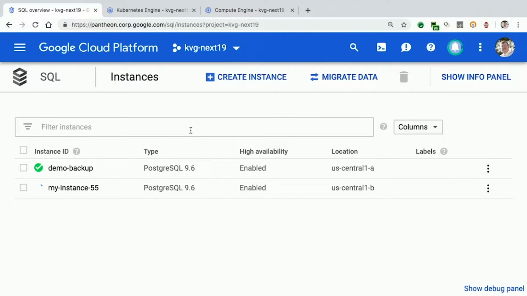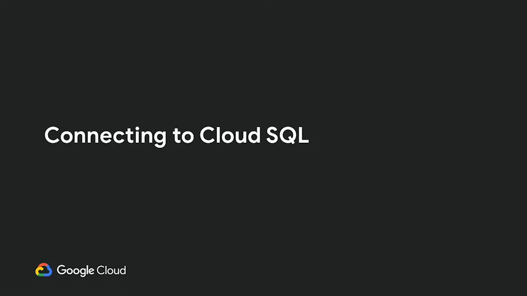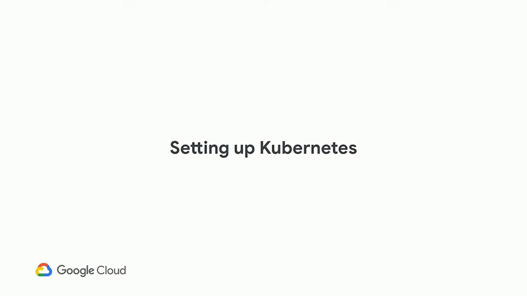OK, so as you can see right now, what's happening is we're spinning up the instance. It usually takes like 4 to 5 minutes to spin up a Cloud SQL instance. So it's not very long. It's a lot faster than trying to install Postgres yourself, or at least when I try to install Postgres myself. Let's go ahead and go back to the slides. So while that's going, let's move on to the next step and talk about Kubernetes.